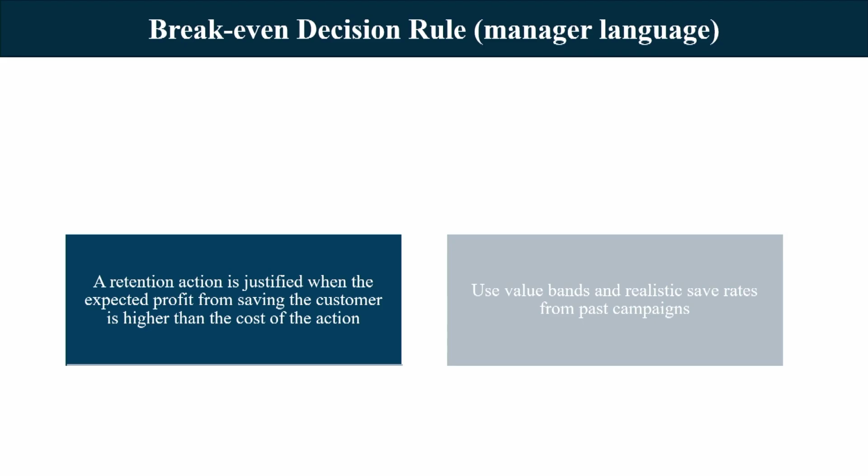Use the value bands and realistic save rates from past campaigns. You can do an empirical analysis in order to predict the expected incremental profit and, let us say, the anticipated possible cost, and based on that you will do a cost-benefit analysis and take a decision. If it is breaking even, or anything above breaking even, you will take a positive decision. If it is not even breaking even, there is no point in starting with this initiative.